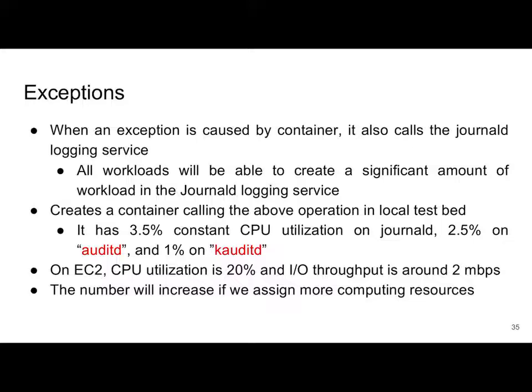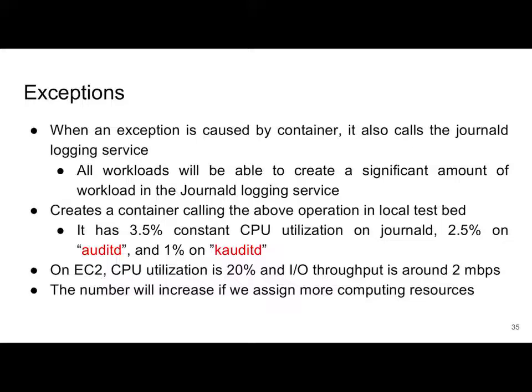The authors set one container with one CPU core computing capacity to keep invoking the above commands in their local test bed. The observation is a constant 3.5% CPU utilization of journal, 2.5% CPU utilization of audit, and 1% CPU utilization of kauditd. These are the services used to log.